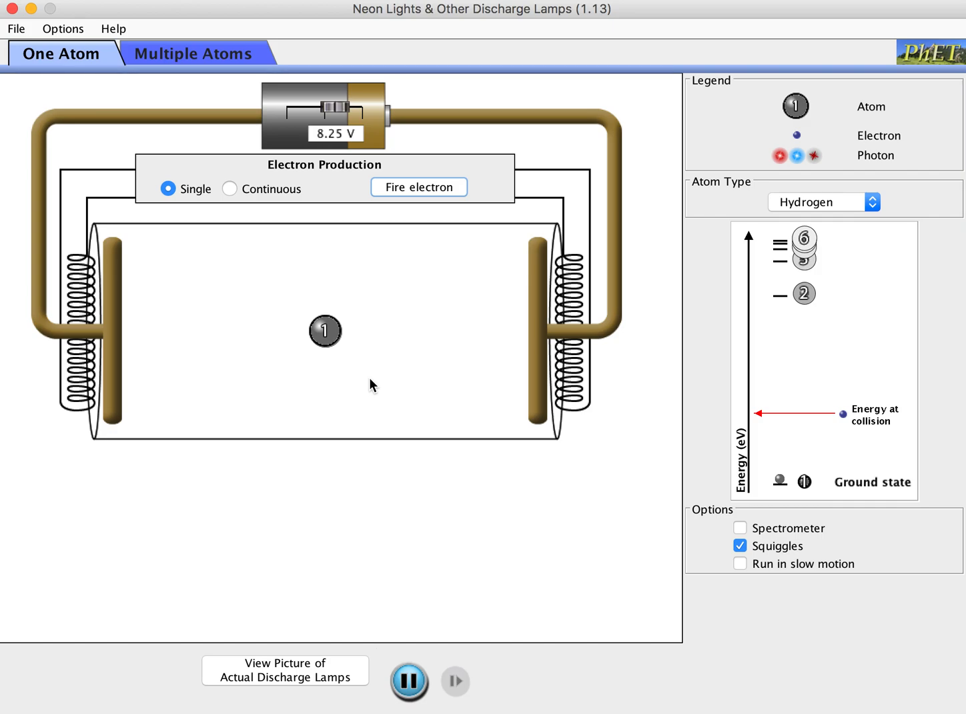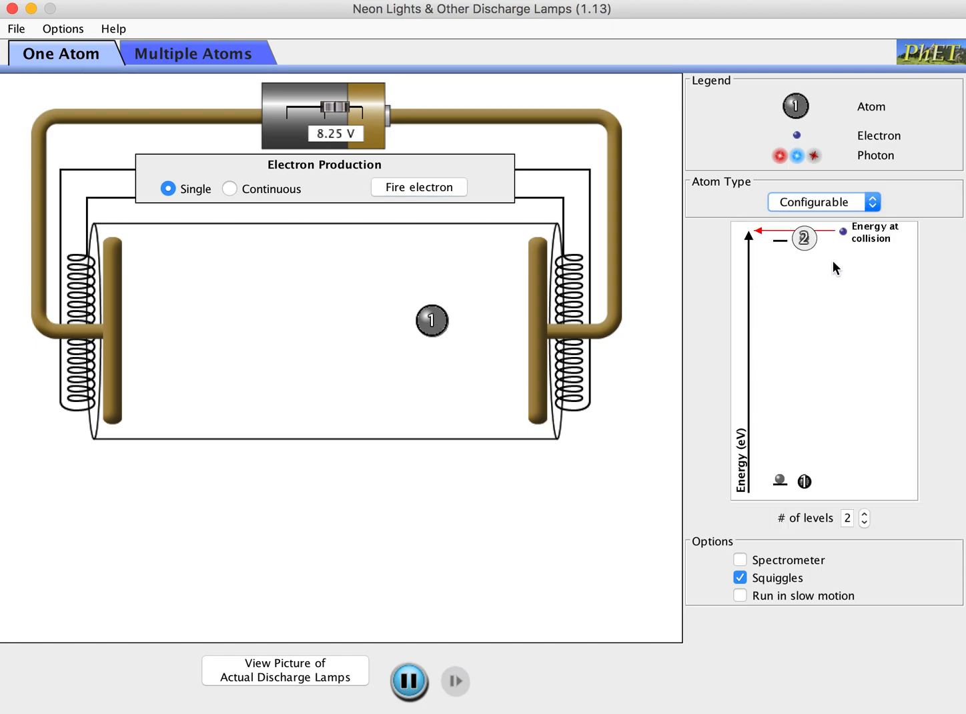You can specify what kind of atom to study. Right now the default here is the hydrogen atom. You can actually move this atom around in the discharge tube and put it wherever you want to. You can make a configurable atom. So if you don't choose anything found in nature, just say, hey, I want to configure this. You can decide how many energy levels you want this thing to have, assign those energy levels different values, and slide those around.